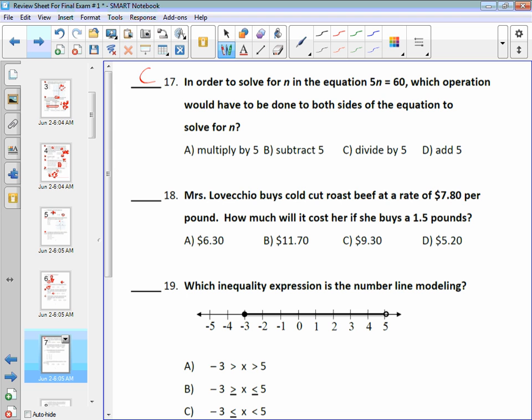18. The way I would do it is take $7.80 and multiply it by 1.5. Did you do it that way? What do you get? Chelsea, what'd you get? $11.70. That's correct, B.